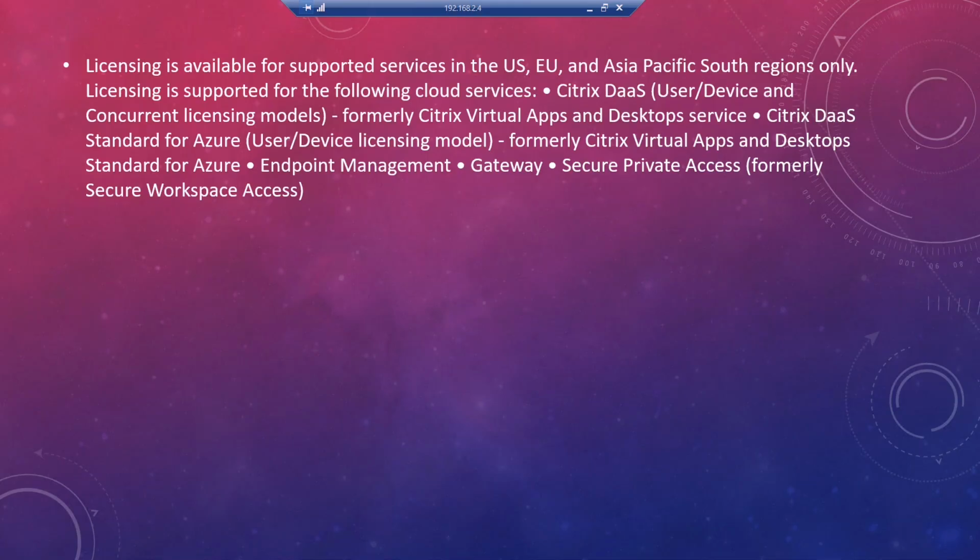Licensing is available for supported services in the US, Europe and Asia Pacific regions only. So only in these regions is licensing available for supported services. So what are these services? These services are Citrix Desktop as a Service, formerly called Citrix Virtual Apps and Desktops, and Citrix Desktop as a Service for Azure, formerly called Citrix Virtual Apps and Desktops, Citrix Endpoint Management, Citrix Gateway, and Citrix Secure Private Access. So for all these services, you have this licensing option available in these particular regions only.